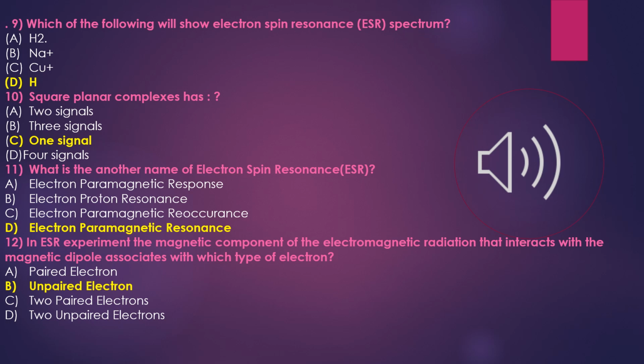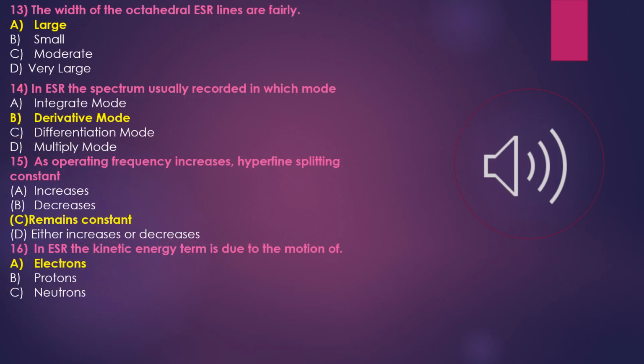12. In ESR experiment, the magnetic component of the electromagnetic radiation that interacts with the magnetic dipole is associated with which type of electron? A. Paired electron, B. Unpaired electron, C. Two paired electrons, D. Two unpaired electrons. The answer is B. Unpaired electron. 13. The width of the octahedral ESR lines are: fairly large, small, moderate, very large. The answer is A. Large.